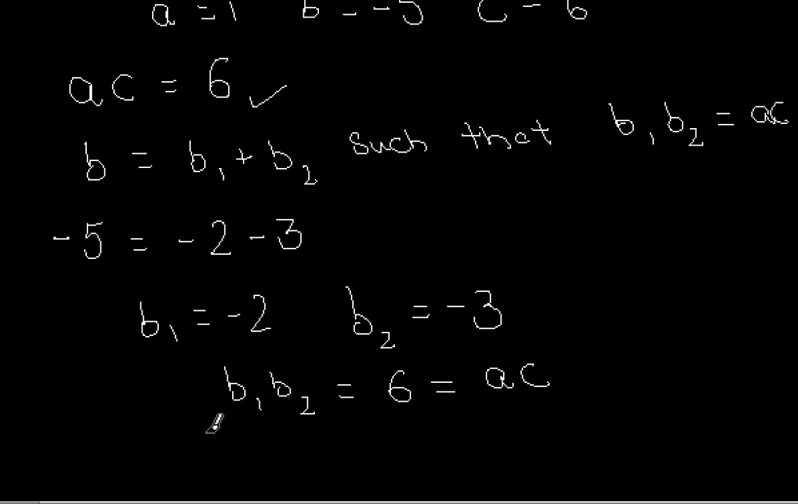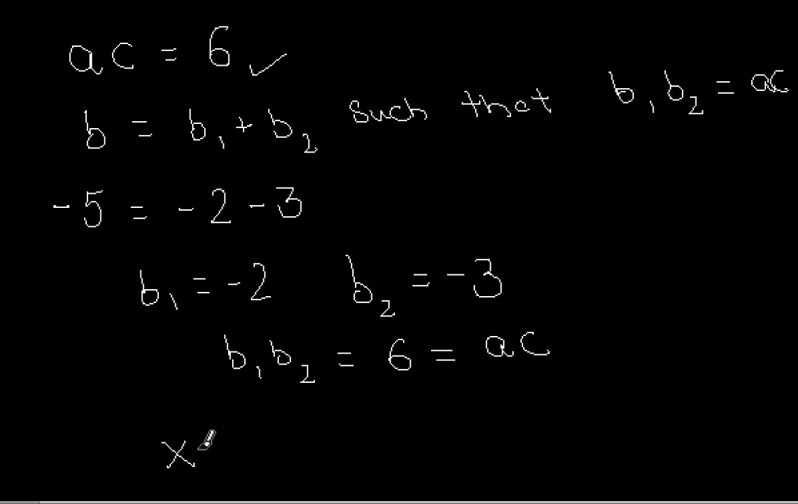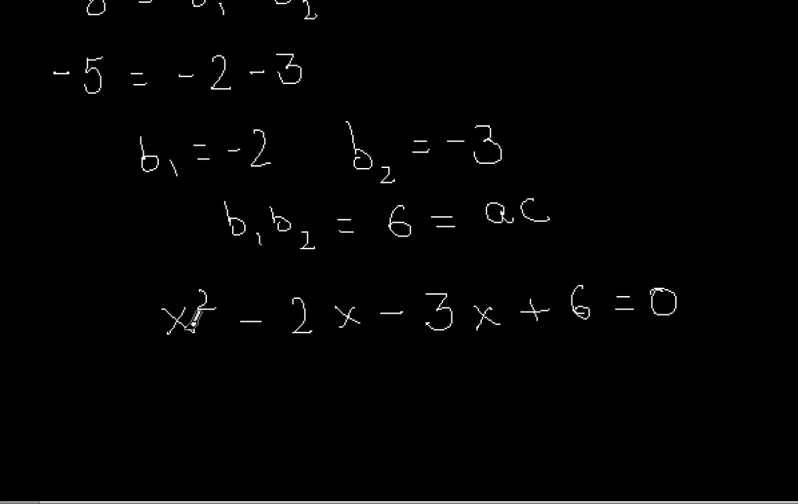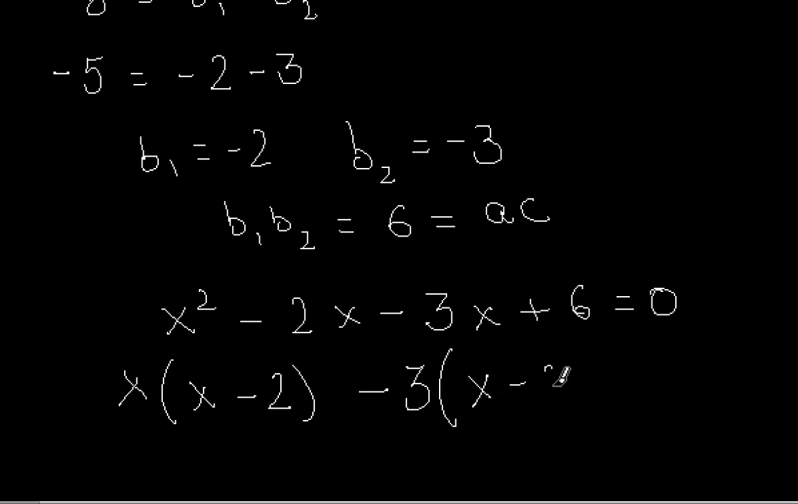So now we can write the same equation as x square minus 2x minus 3x plus 6 equal to 0. I have just made minus 5x as minus 2x and minus 3x. Now if we take x common in the first two terms, we get x into (x minus 2). Now if we take minus 3 common in the third and fourth term, we get minus 3 into (x minus 2). This is equal to 0.